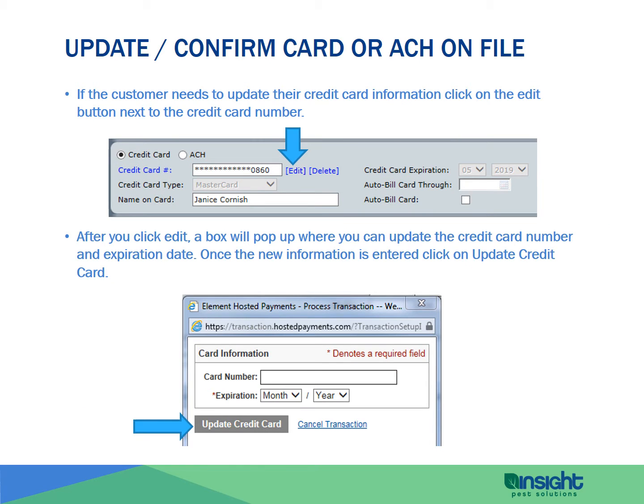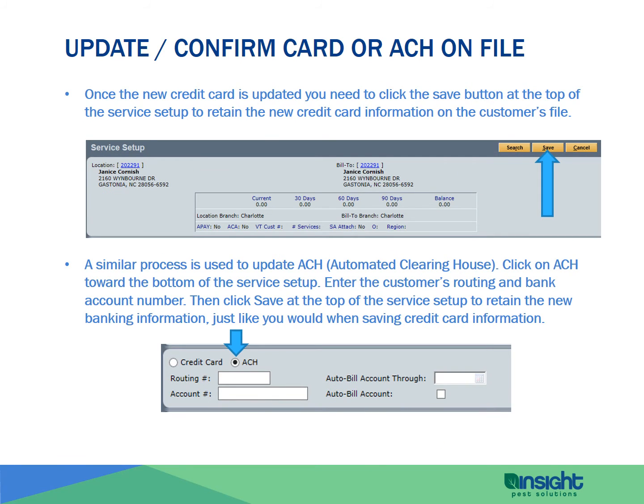If the customer needs to update their credit card information, click on the edit button next to the credit card number. After you click edit, a box will pop up where you can update the credit card number and the expiration date. Once you have entered that new information in, you can click on update credit card. Once the new credit card is updated, you need to click the Save button at the top of the service setup to retain the new credit card information on the customer's file.